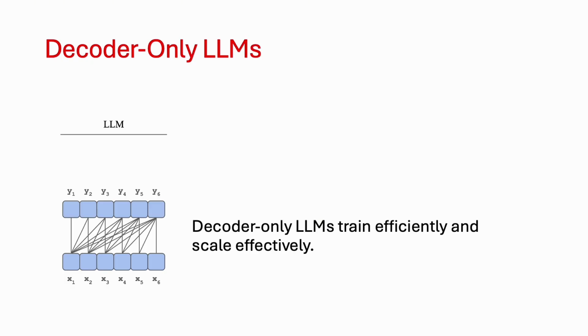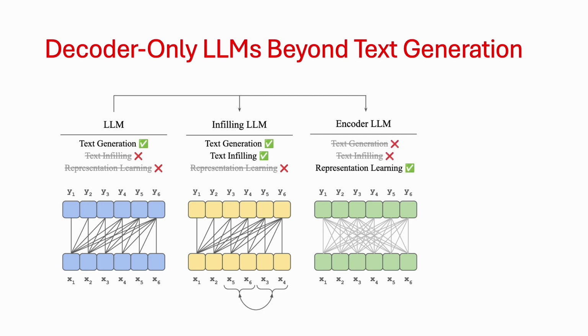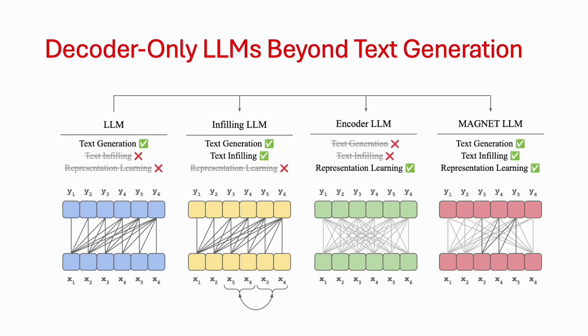Lately, decoder-only LLMs have gained immense popularity due to their efficient training and scalability. To leverage these benefits, researchers have extended decoder-only LLMs beyond traditional text generation to support tasks such as text infilling and even representation learning. However, standard LLMs and infilling LLMs are not well suited for representation learning tasks such as part-of-speech tagging. Similarly, modifications that adapt these models for encoding tend to degrade their original text generation capabilities.